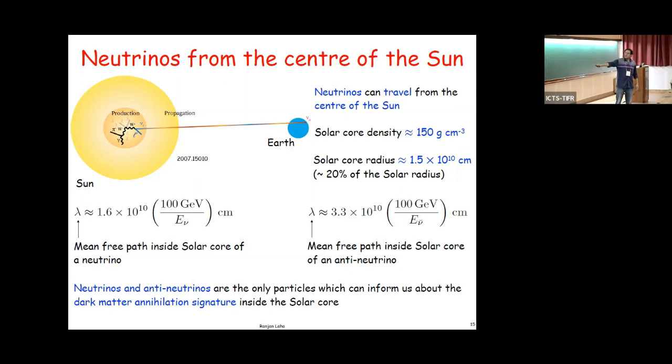So you can calculate the mean free path inside the solar core of a neutrino. Take a 100 GeV neutrino and calculate the mean free path. It's roughly of the order of the solar core radius, right? You can do the same thing for the antineutrino. It's again roughly of the order of the solar core radius. So that tells you the density inside the sun is so high that even neutrinos can get captured. Even neutrinos do not travel freely, especially these high energy neutrinos. However, that also tells you that these are the only particles which can ever escape from the sun. There's a possibility of these particles escaping from the sun. And thus, neutrinos and antineutrinos are the only particles which can inform us about the dark matter annihilation signature inside the solar core.